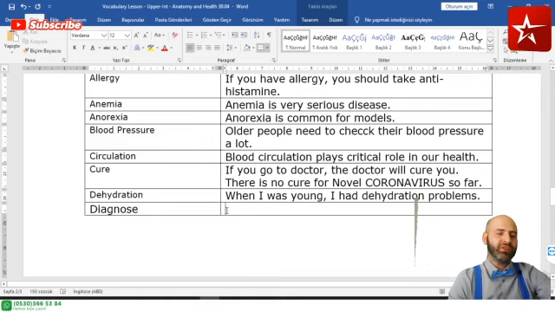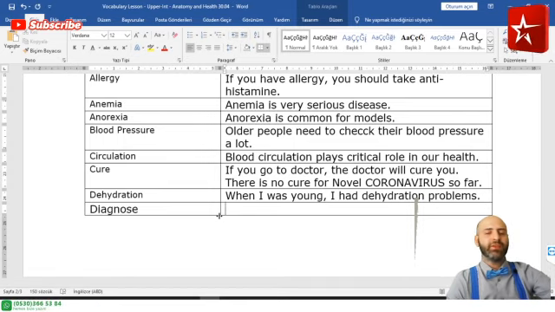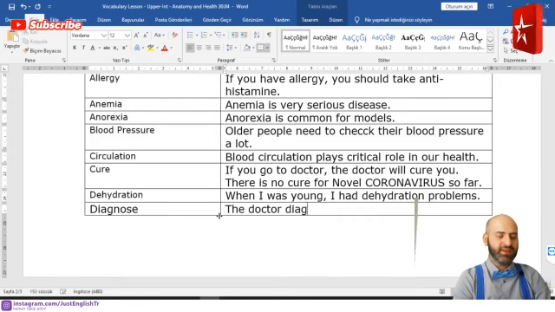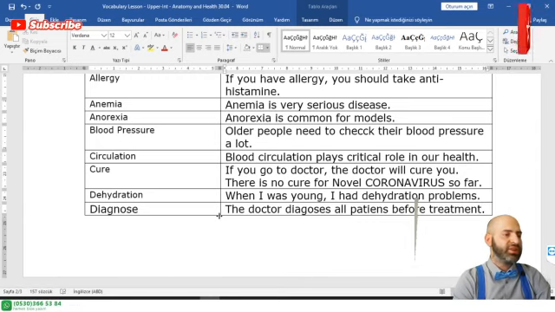Diagnose is when doctor checks your symptoms and decides what is your problem. This is diagnose. It's like check, control, okay? And saying final decision. The doctor diagnoses all patients before treatment. The question is about dehydration.